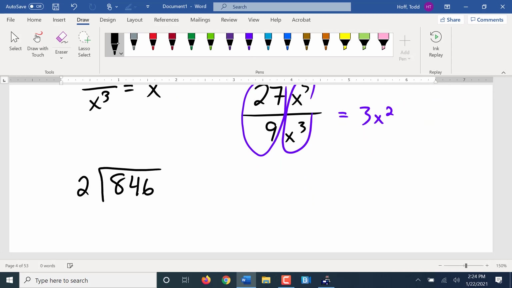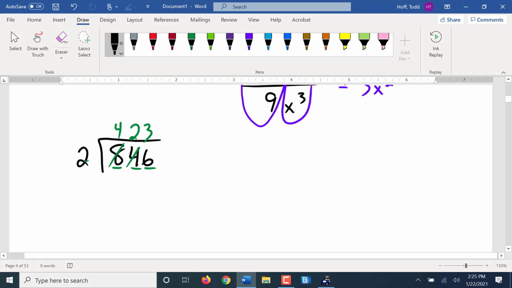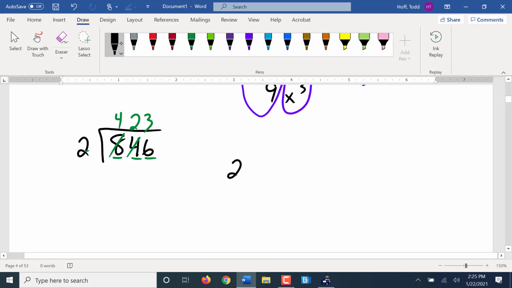Most of us have never seen division done like this, but if I have 846 divided by 2, since each digit divides evenly, 2 goes into 8 how many times? 4. There's no remainder, so I don't need to worry about it. 2 goes into 4. 2. No remainder, I don't have to worry about it. 2 goes into 6. 3. Dividing by a single digit in algebraic numbers is usually the same way.